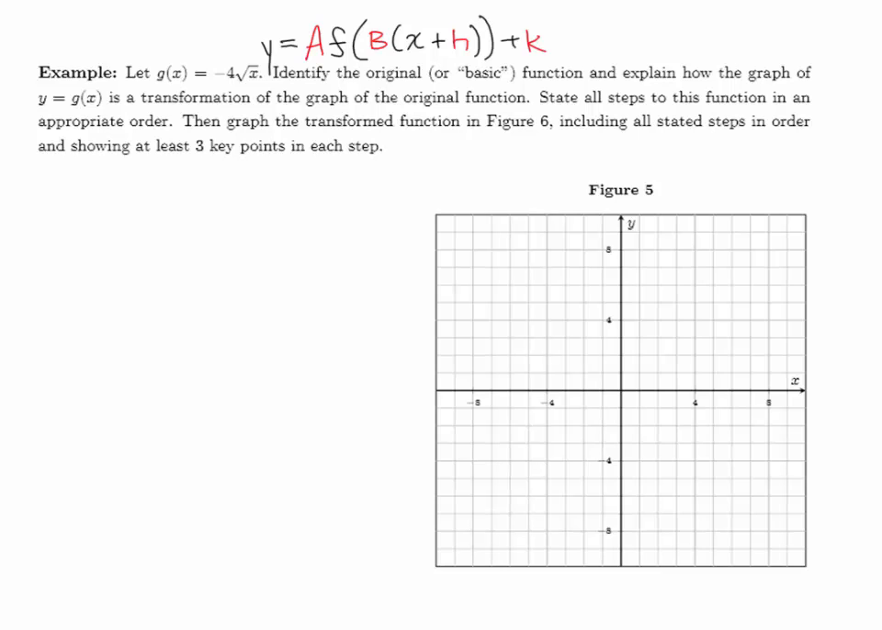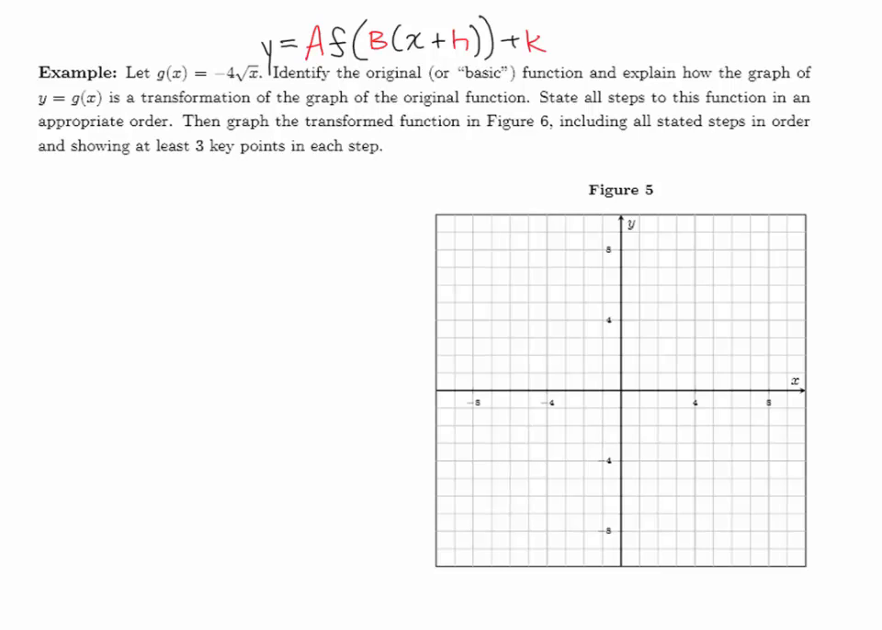In this example, we're going to use transformations to sketch the graph of the function g defined by g of x equals -4 times the square root of x. In doing so, we'll identify the original or basic function and then explain how y equals g of x, that graph, is a transformation of our original function. As we do this, we need to make sure that we identify the transformations needed and state them in an appropriate order. When we make our graph, we'll make sure that we show at least 3 key points on the original graph and that we track those 3 points throughout each step.